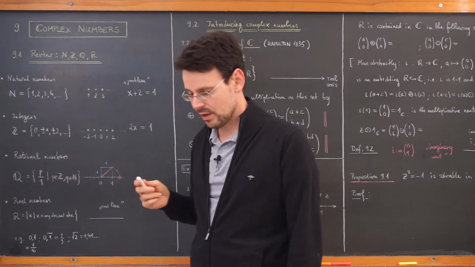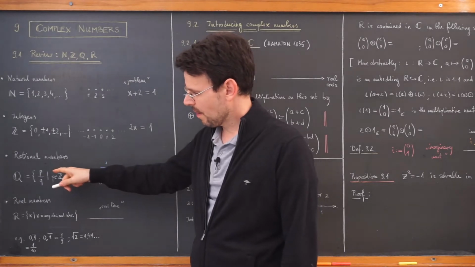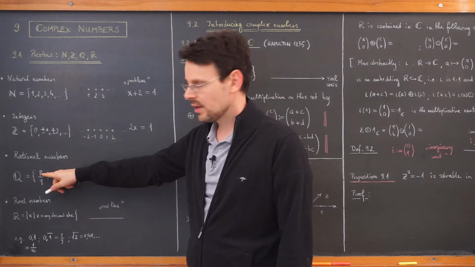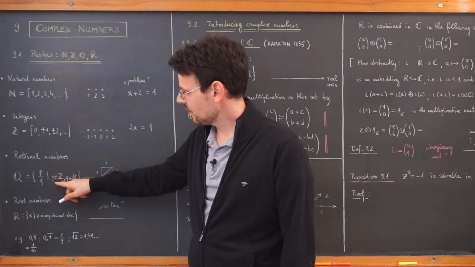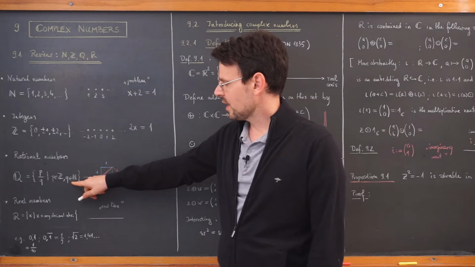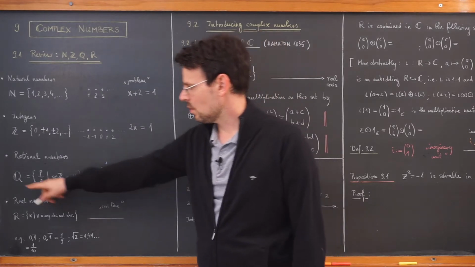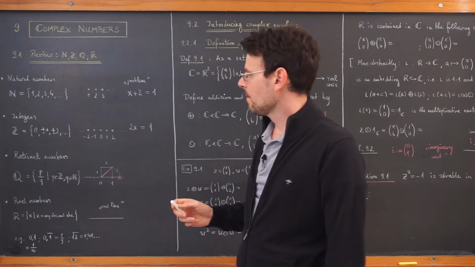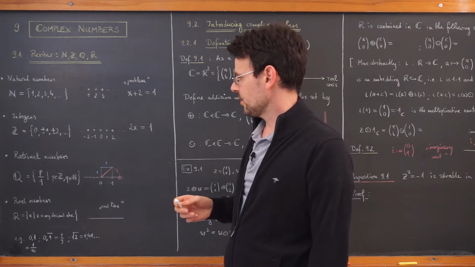I always mess up the numerator. I think the numerator here is any integer and the denominator is a natural number. So all fractions build the rational numbers.